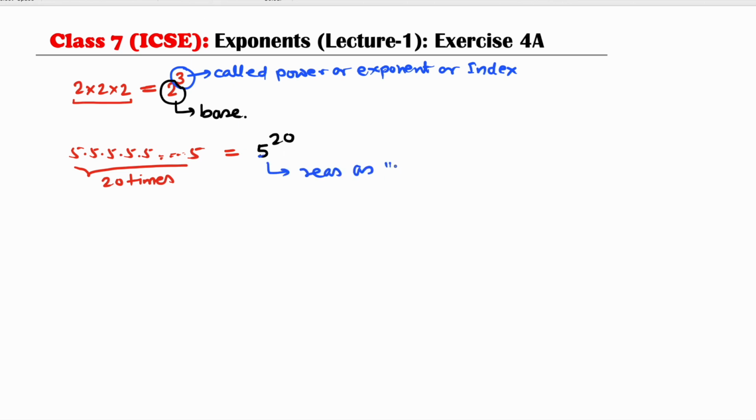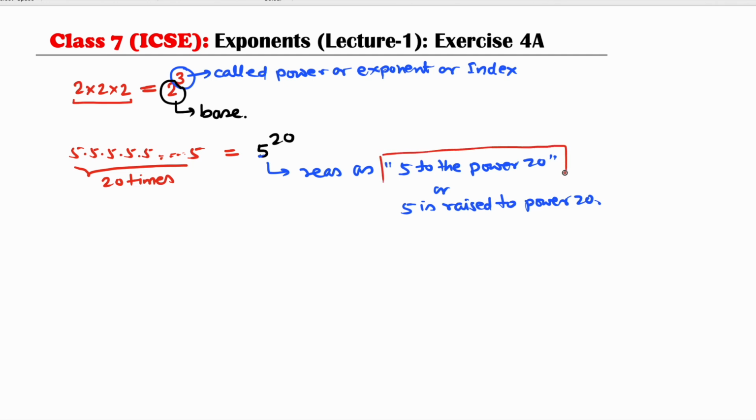Read as 5 to the power 20, or 5 is raised to the power 20. So this is read like this. This is very common. Usually we read like this. This is not common. I hope you understand.